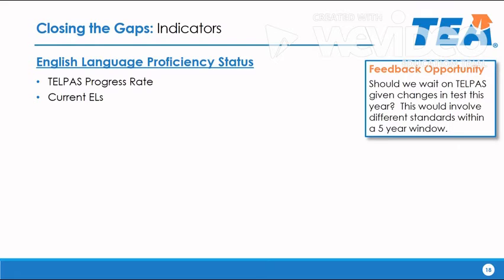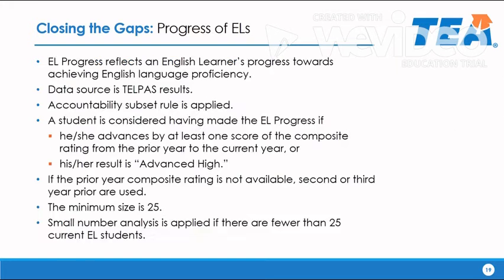The next indicator required by ESSA is the progress of English learners. So for that, we're going to use the TELPAS progress rate, which measures performance from prior year to current year as demonstrated by increasing levels on TELPAS.